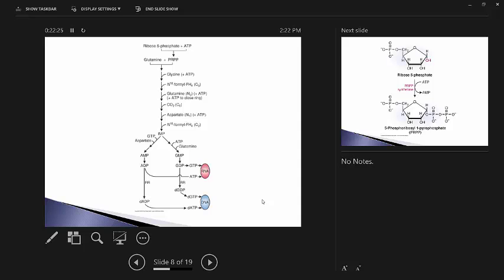So what's the base? Hypoxanthine. Okay. So, one of the ways to remember it, xanthine, which we'll see, hypo means less than. So less than xanthine, and we'll see. Yeah, I'll show you.